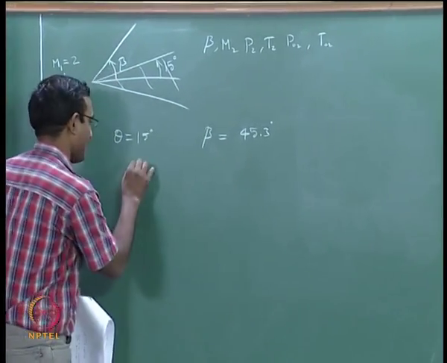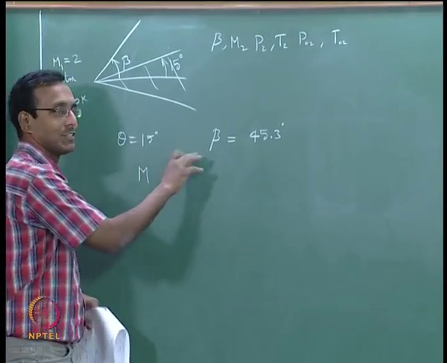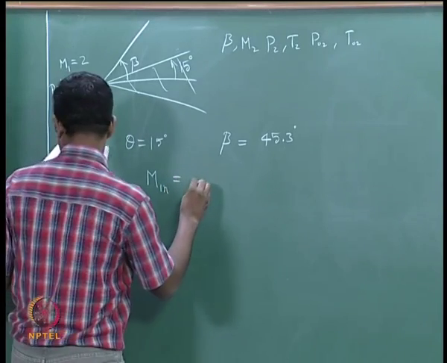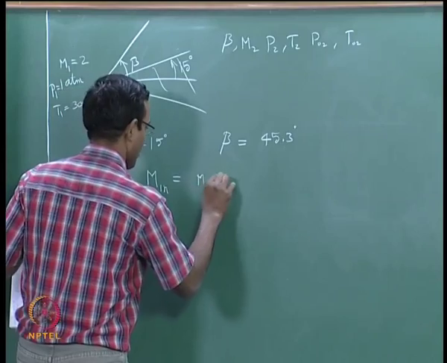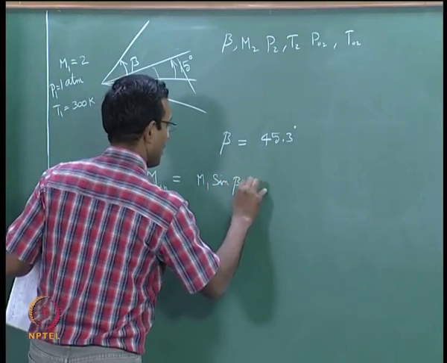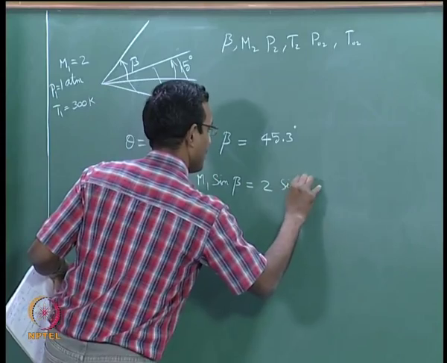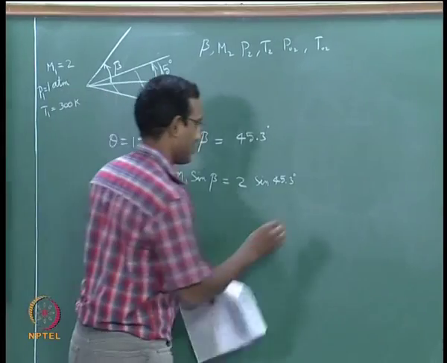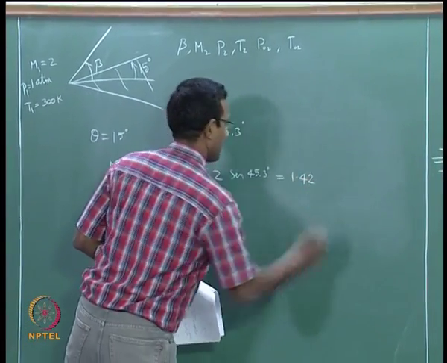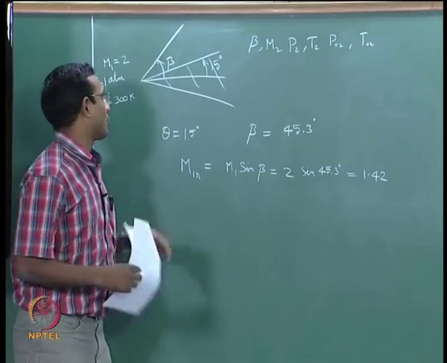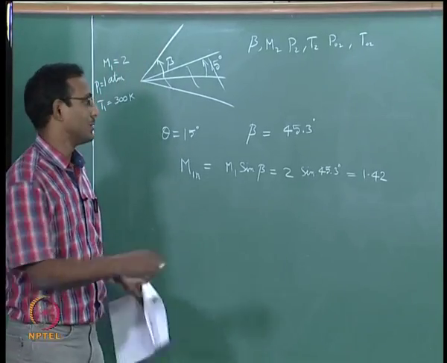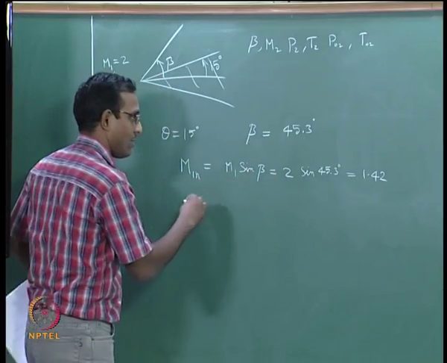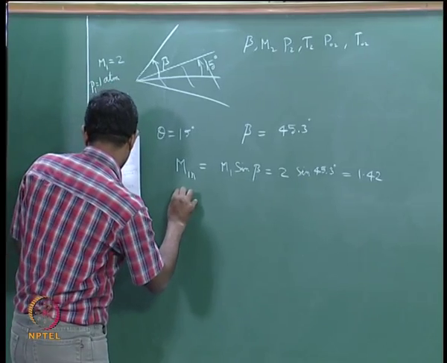Now once I know the beta, I can solve the whole problem. M1 normal is given as M1 sin beta, which is 2 sin 45.3 degrees, which happens to be 1.42. Now the problem is simple, I have converted this to a normal shock problem. All I have to do is go to normal shock tables for gamma equal to 1.4 and find all the properties across the shock.